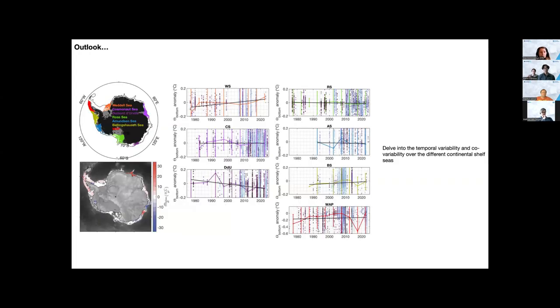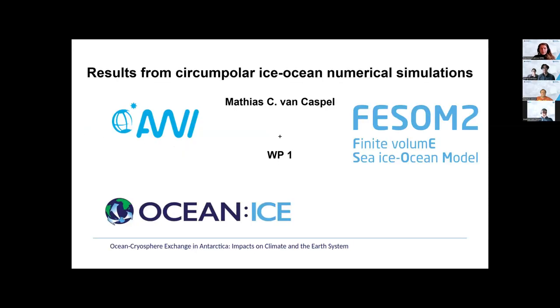The goal that we want to achieve from this data set is to delve into the temporal variability that we just talked about. This is just an example of the temporal variability of the bottom temperature anomaly across different continental shelf seas. We are interested in some of the covariability that might already emerge in this very raw time series. But yes, there will be more to be done with these data sets. And next slide, please. Yeah, that's all. Thank you.